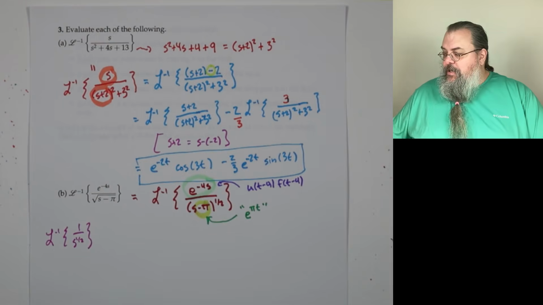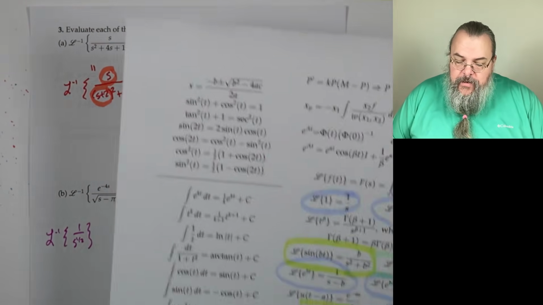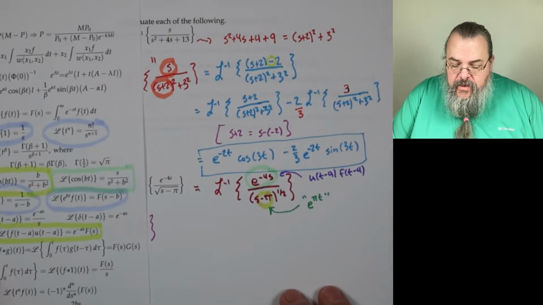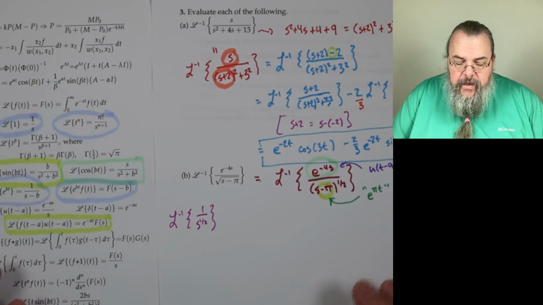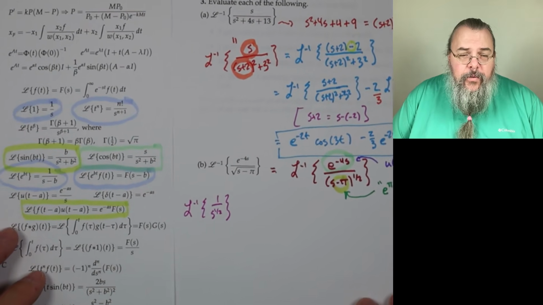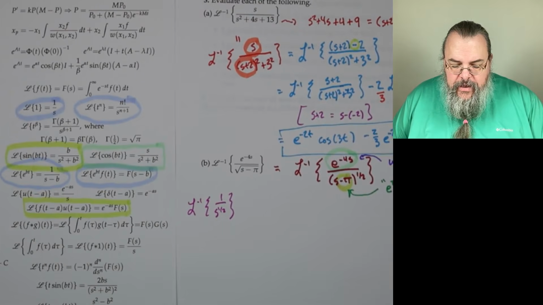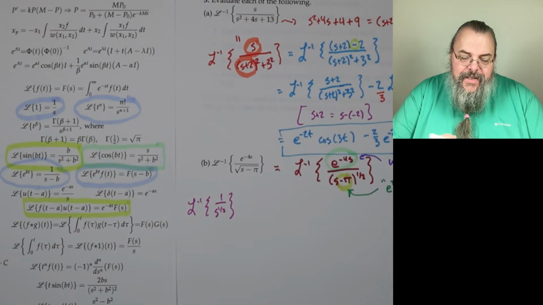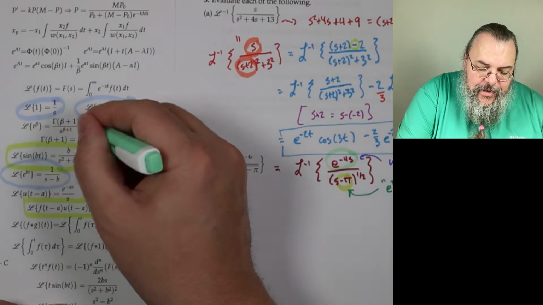All right, so here we go. We'll have our formula sheet again. Laplace inverse of 1 over s to the 1/2 power. Where do we look? Well, where would that be? And it's not this s to the n plus 1. It's actually down here.